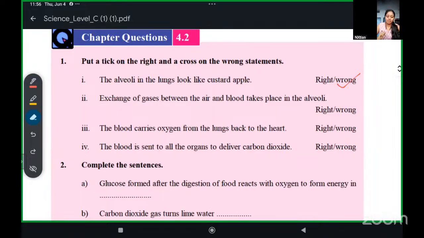Exchange of gases between the air and blood takes place in the alveoli. Is that true or false? True. Yes, that is true.